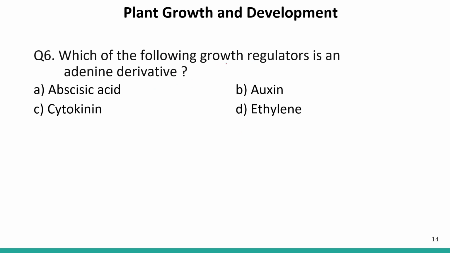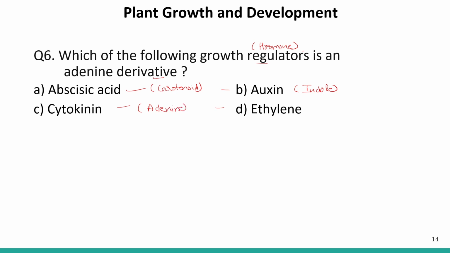Now, next question is, which of the following growth regulators is an adenine derivative? So, growth regulator here means growth hormone. Plant growth hormones are a type of plant growth regulators. Options are abscisic acid, auxin, cytokinin, and ethylene. So, abscisic acid is a carotenoid derivative. Auxins are indole derivatives. Cytokinin, these are the adenine derivative.